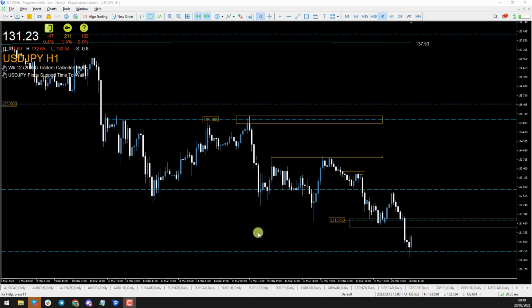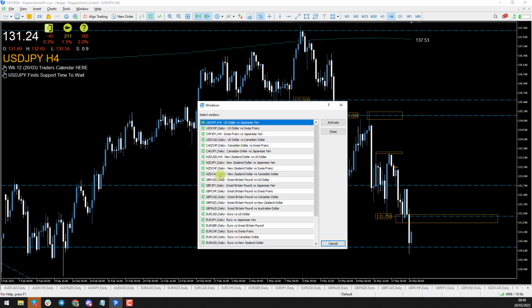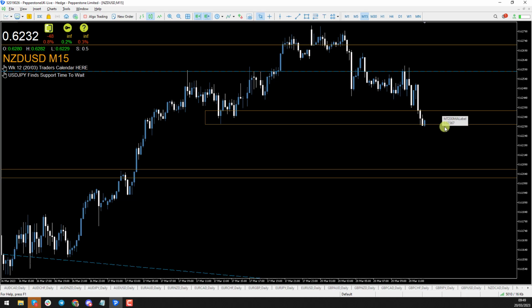But those are the two sort of opportunities that I'm looking at the moment. I'm looking at the potential for dollar yen to come a little bit higher for another opportunity to the downside, or we've got the New Zealand US dollar potentially coming into an area of demand. Here we want to see either a double bottom form and a move back to the upside, or we want to see price come much lower.